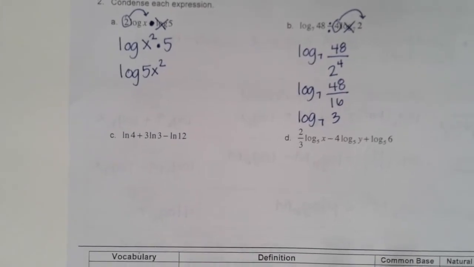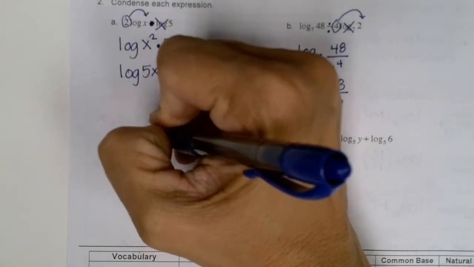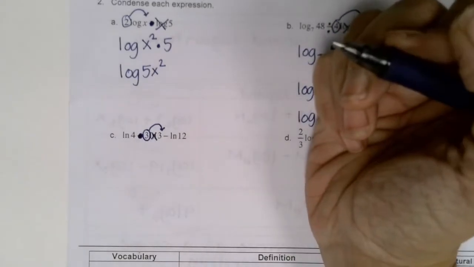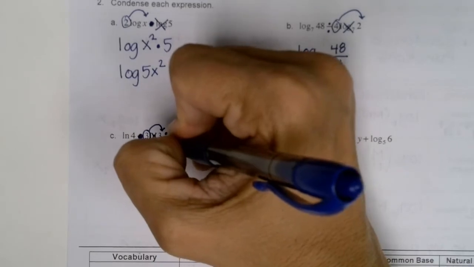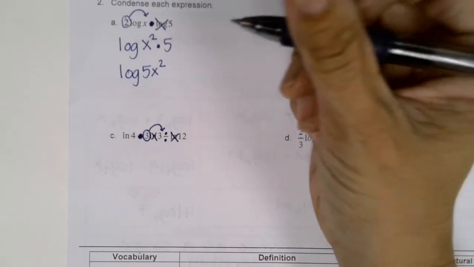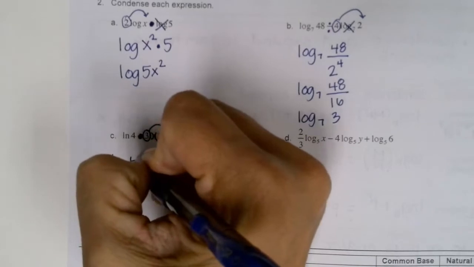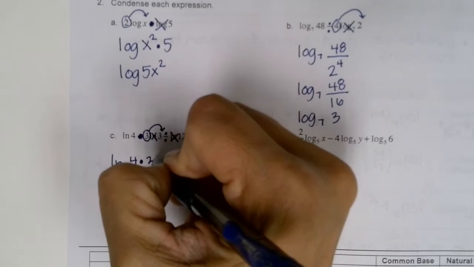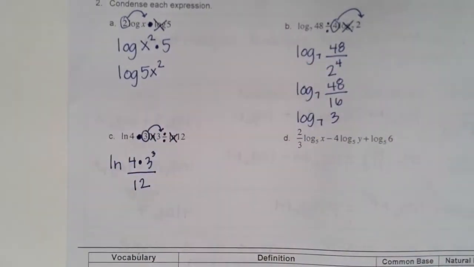On to letter C, which says the natural log of 4 plus, so I'm going to change that to a multiply. The number out in front is going to go up, cross out the natural log because you only write it one time when you condense. And then I have another one, which is a minus, so I'm going to change that to division and cancel that out. So if I read through what I've written, I have the natural log of 4, and then times 3 to the 3rd power, all divided by 12. And then we're going to clean that up.